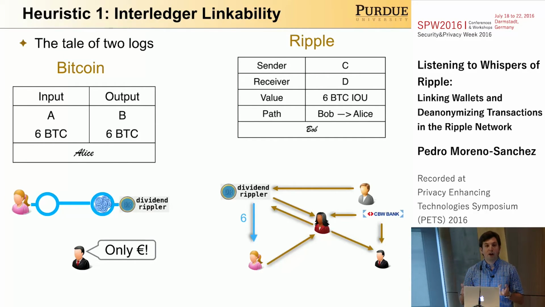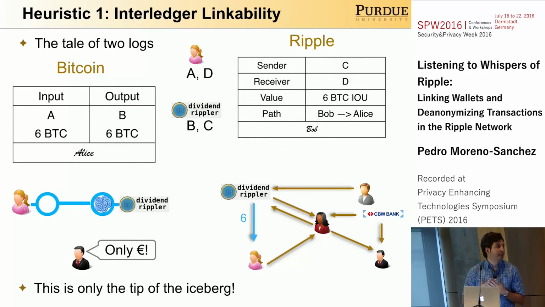Now, even though Alice will have different pseudonyms in the Bitcoin system and in the Ripple system, by linking these two transactions together, we know that pseudonym A and pseudonym D must belong to the same user, and similarly, pseudonym B and pseudonym C must belong to the same user. And as you can imagine, this is only the tip of the iceberg. In the paper, we discuss how to link wallets to a user, not only from the Bitcoin system, but from any other cryptocurrency that uses a publicly available blockchain.